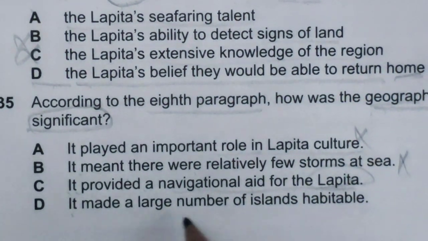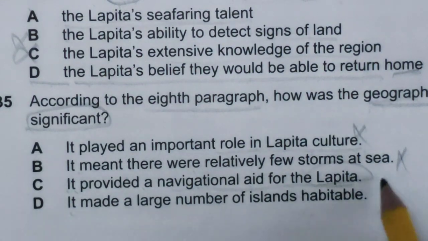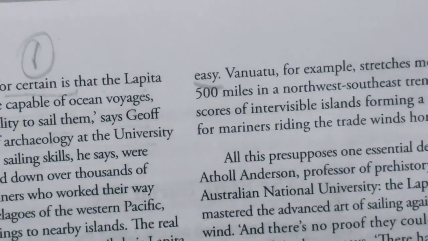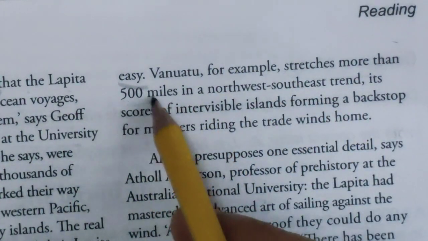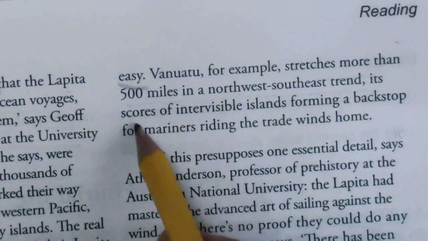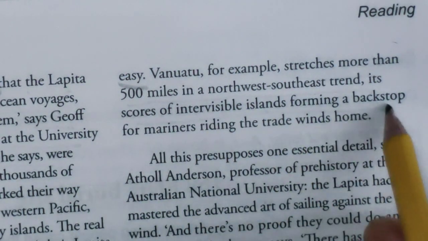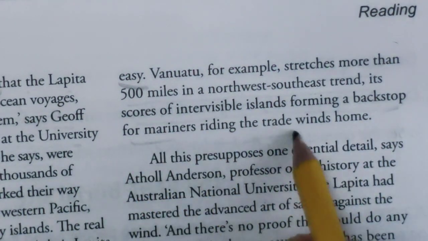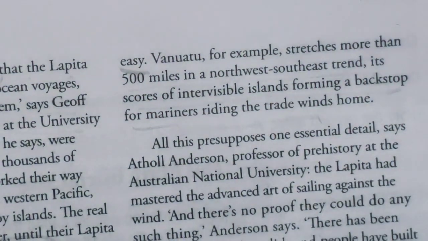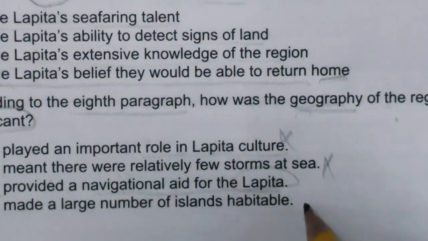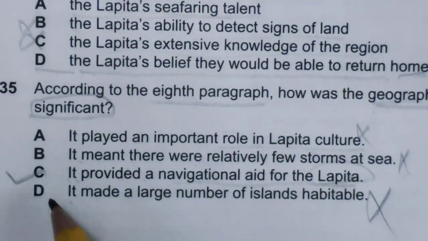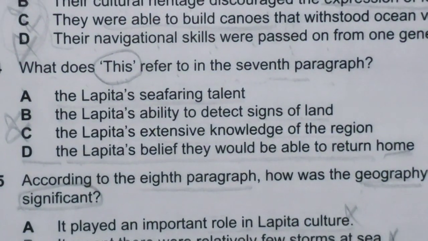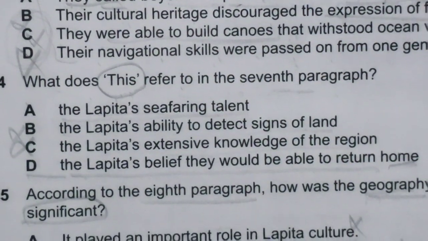So, it made a large number of islands habitable. Here in the last line they are just talking, for example, stretches more than 500 miles in a northwest to southeast trend, its chain of islands forming a backstop for mariners riding the trade winds. No, nothing has been given about that. Let's cut it and go to the C option. Now we are left with true, false, not given.